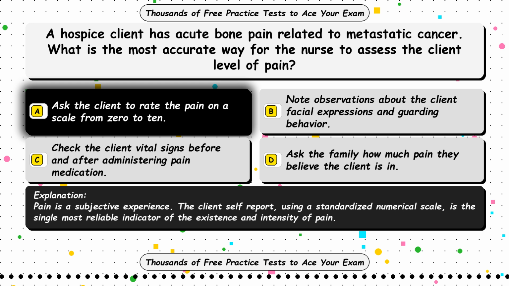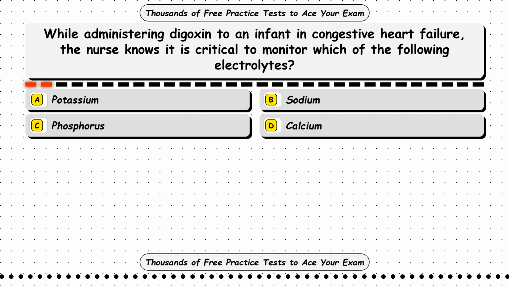Question 120. While administering digoxin to an infant in congestive heart failure, the nurse knows it is critical to monitor which of the following electrolytes. Option A. Potassium. Option B. Sodium. Option C. Phosphorus. Option D. Calcium.